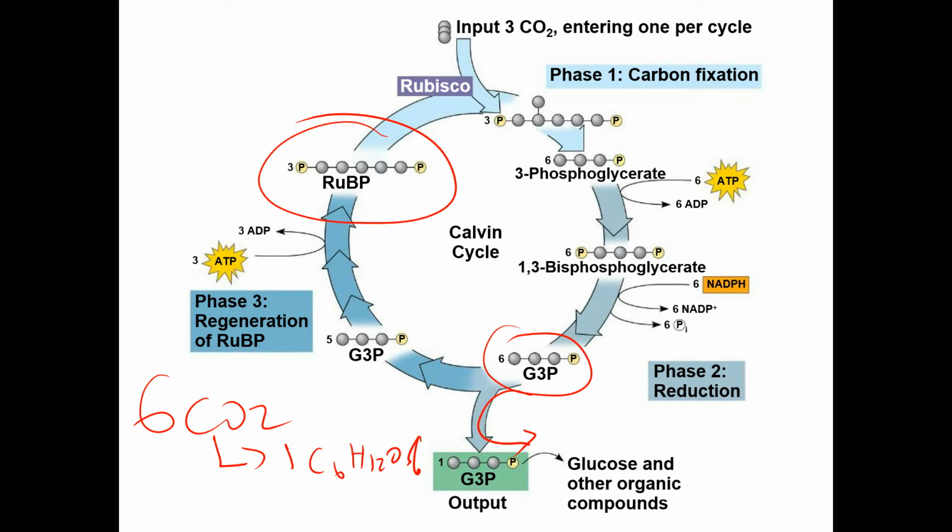Which fits really nicely with our balanced chemical equation, because it takes 6 CO2 to make 1 molecule of glucose, and this is where your 6 CO2 come in. Every 3 CO2 that enter the cycle, you get 1 G3P molecule. So it means it takes 2 G3Ps to make 1 molecule of glucose.